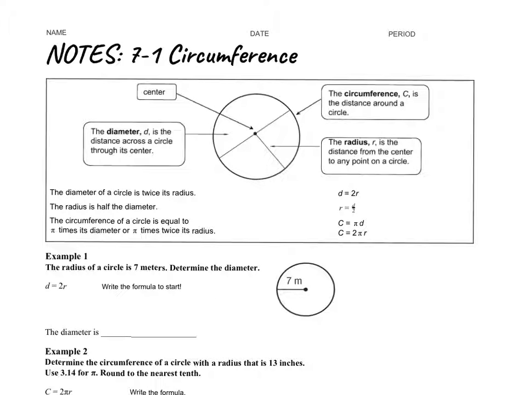So 7-1 circumference. We're really going to focus on circumference today. So I want to talk about the pieces of a circle first. Okay. So here's my circle.